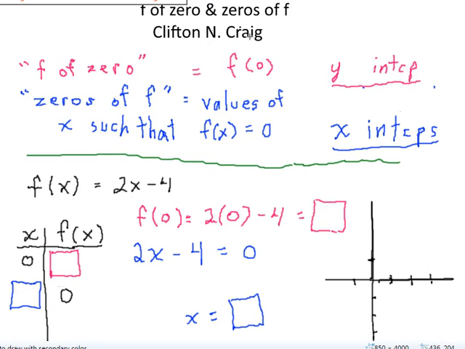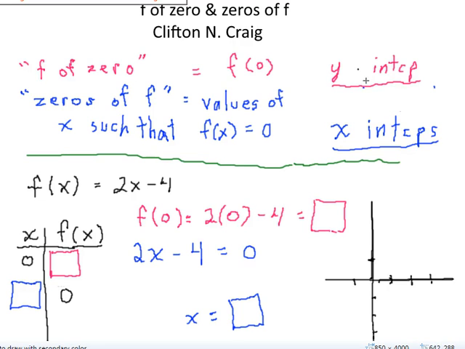F of 0 and zeros of f, two very similar sounding terms. Let's see what the difference is. F of 0, written this way, means plug in 0 for x, which will give you your y-intercept, just one. The zeros of f are those values of x such that f of x equals 0. Those will be your x-intercepts, possibly plural.